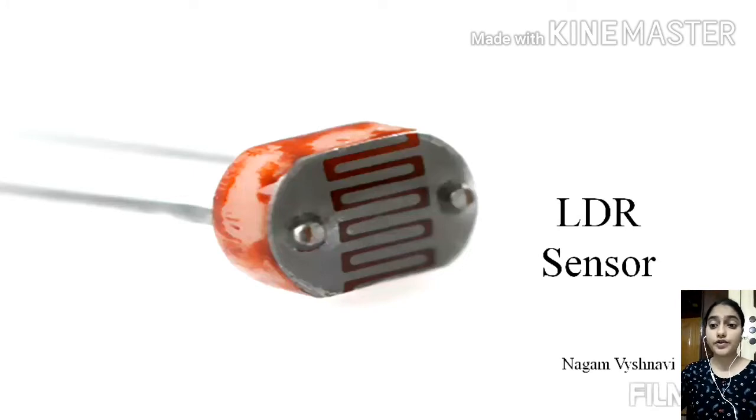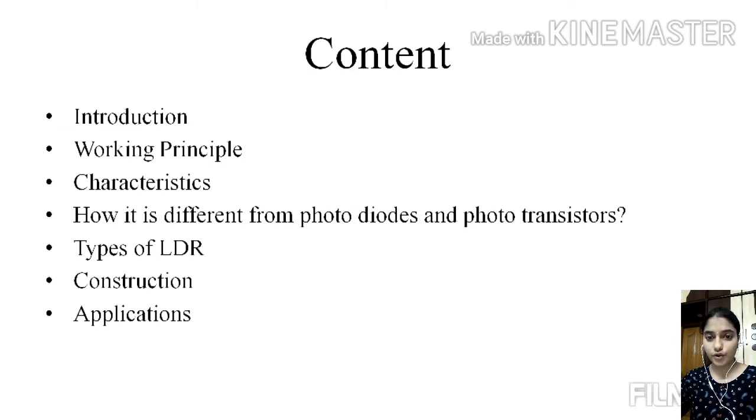As you can see in the picture, the LDR sensor is very small in size. And next thing is the content. Now in this video I'm going to tell you these contents: introduction about the sensor, working principle, characteristics, and this LDR sensor is also called a photocell, which is different from photodiodes and phototransistors. So I'm going to tell what's the difference between a photocell and these transistors and photodiodes. And then next, there are also types of LDR sensor. I'll explain them, and then the construction of the sensor and applications.